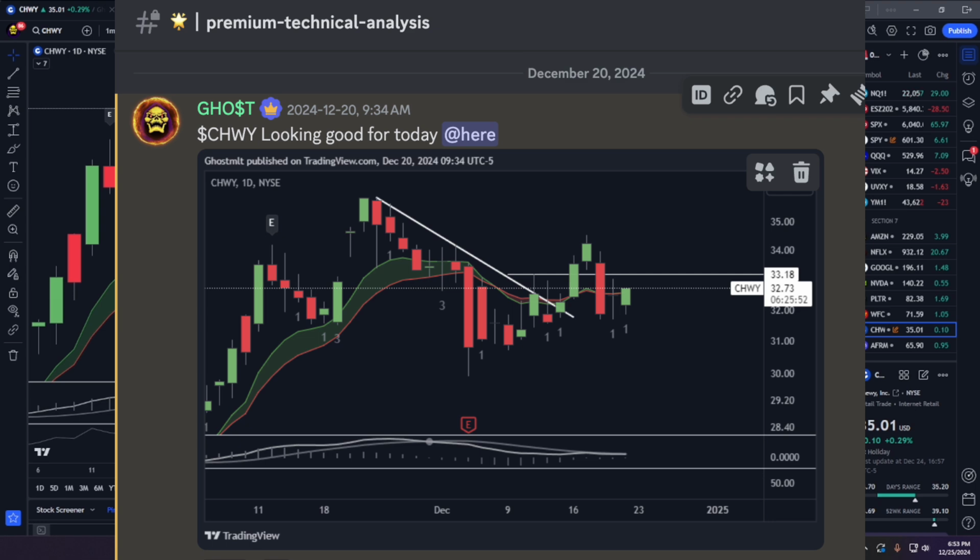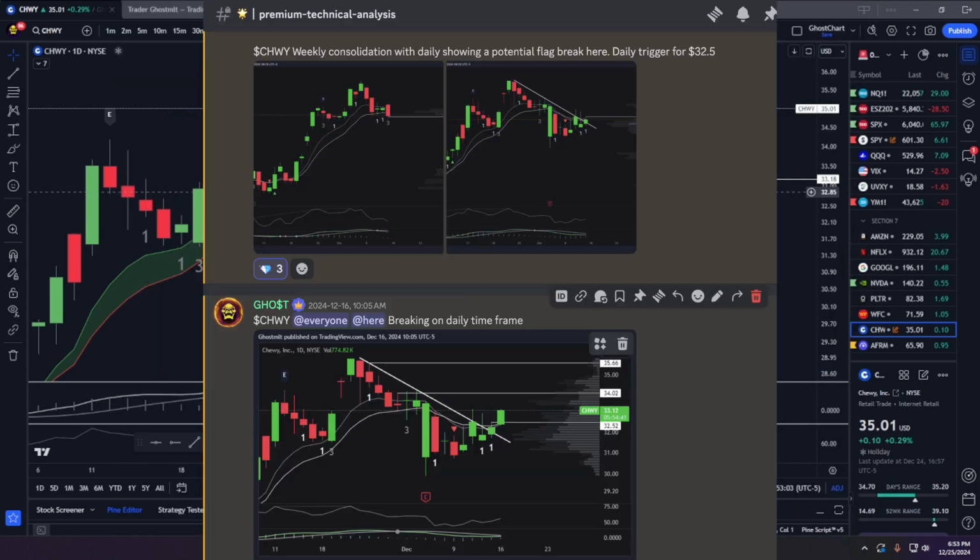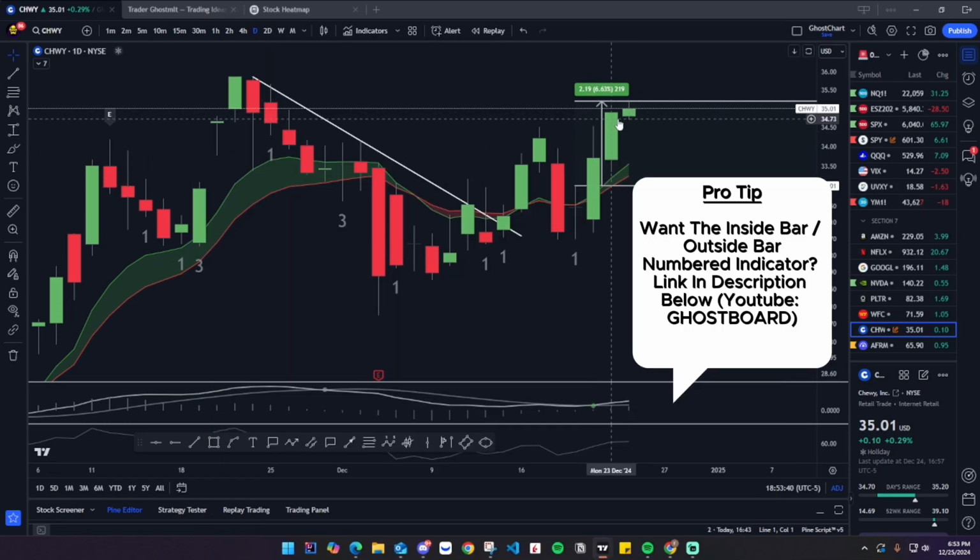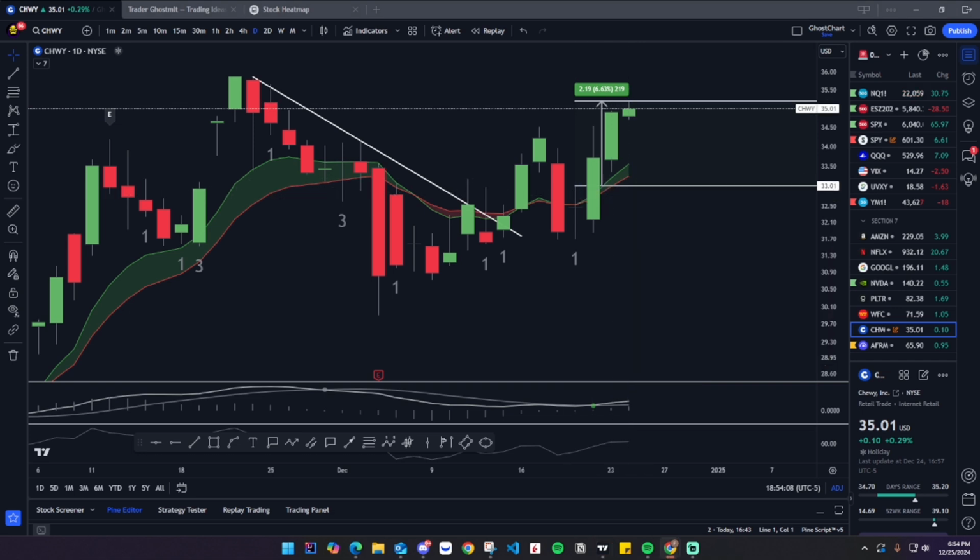I did share it here in the Discord as well because it was directly off the scanner and was showing some strength off open. So as soon as Chewy broke over the 33 inside bar high, we see a strong move on Chewy, about 6.5%, which is great for a stock like this. So this does work on every single time frame.